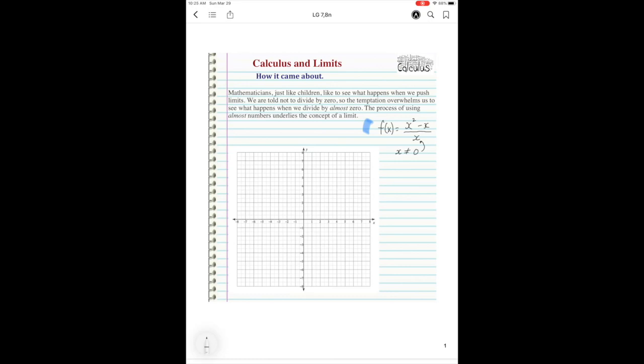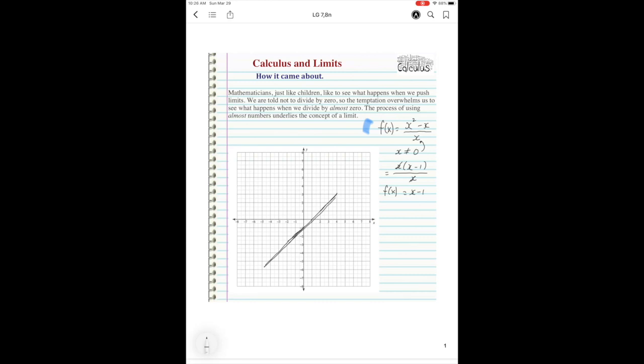So let's simplify this. Let's factor out an x on the top, and this will help us graph the function. So now we can take this off. Really the function we are graphing is x minus 1. So we can graph that. We know our y-intercept is -1 and the slope is up 1 over 1. So there's a sketch of that function.